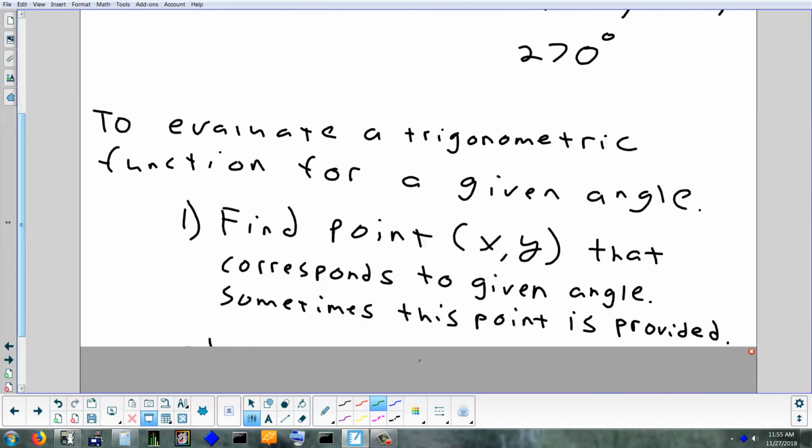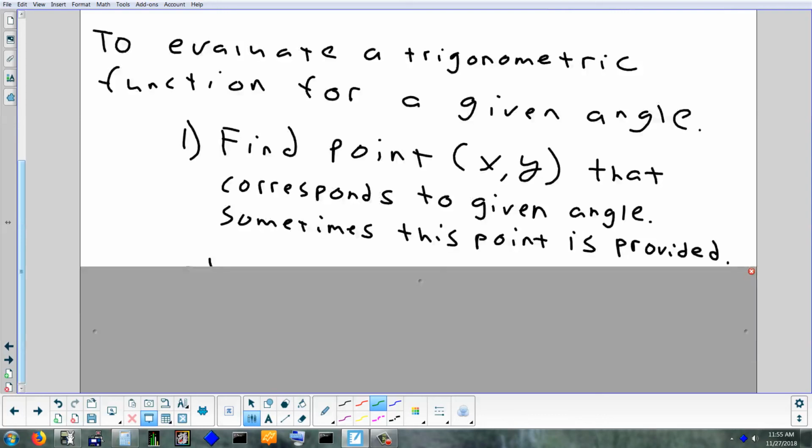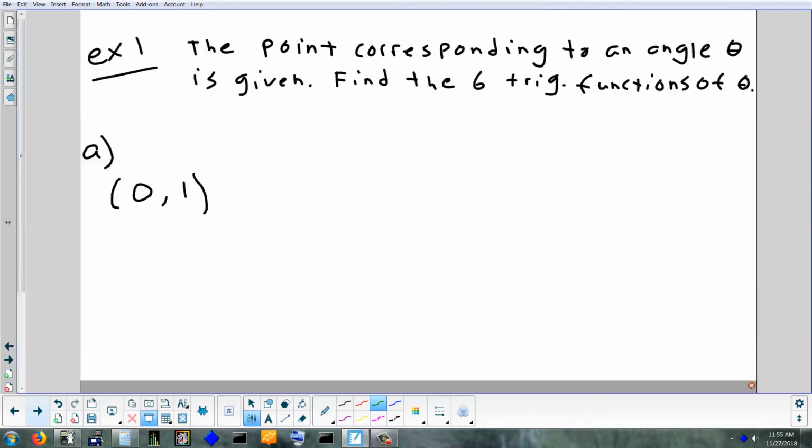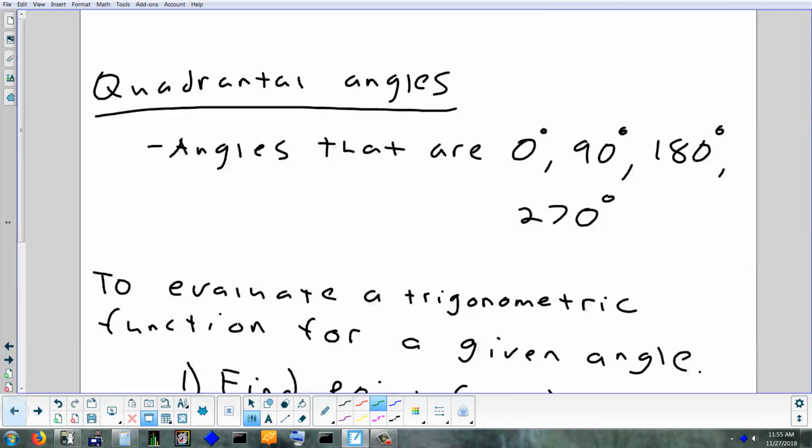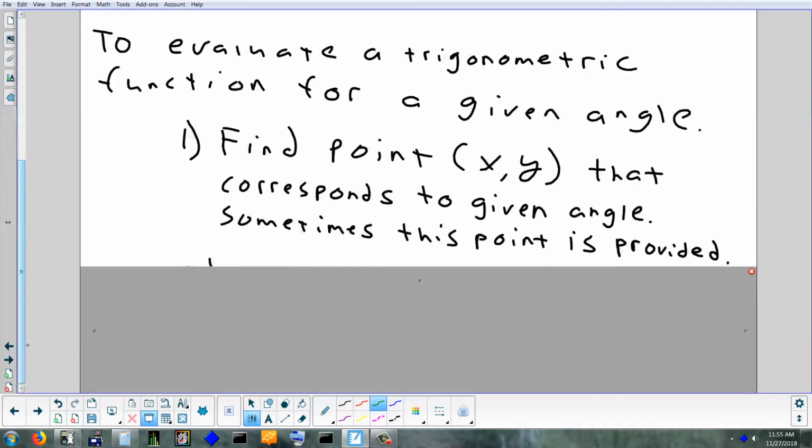So if they don't give you the coordinate, you need to find it. But if they do, then step 1's already done. So in the first example we're going to do, they've already given me a coordinate. So you don't even have to do step 1 on our first problem.